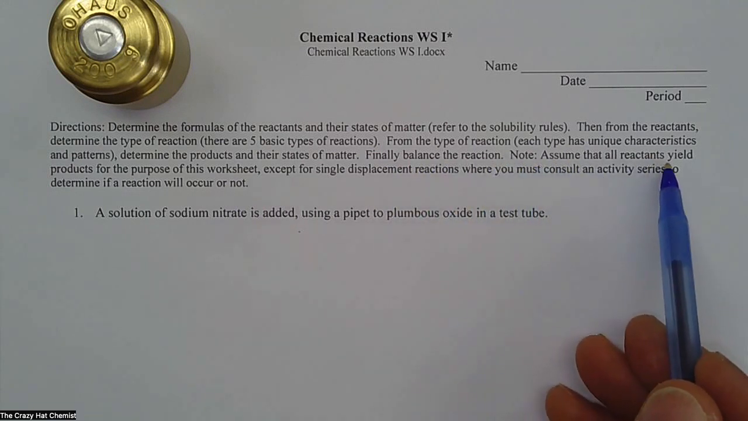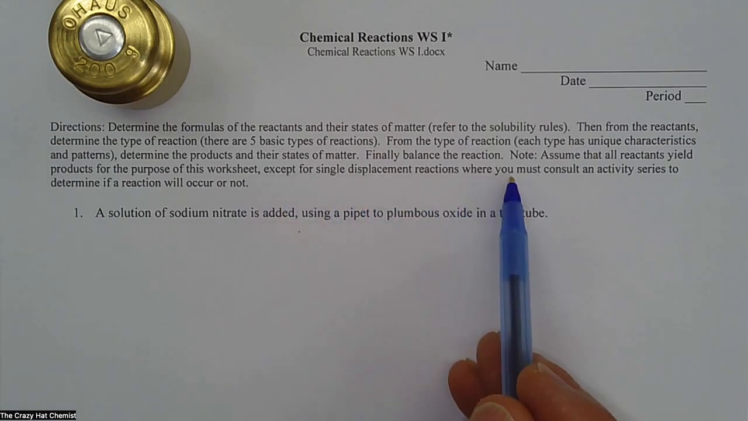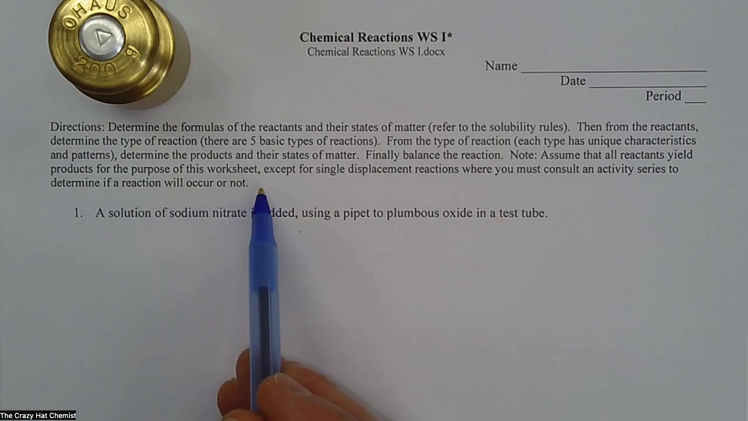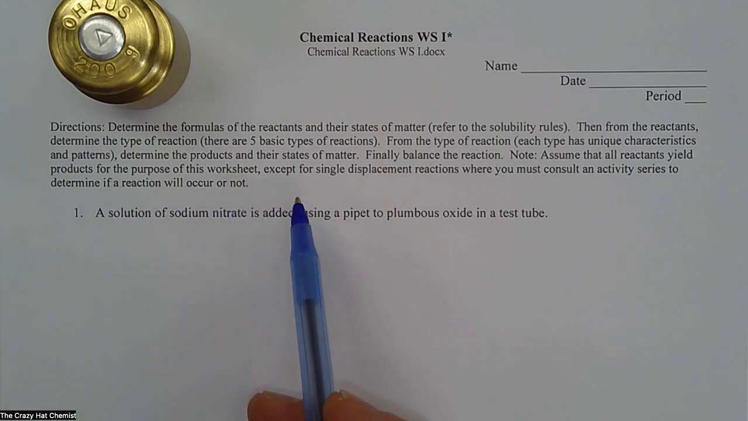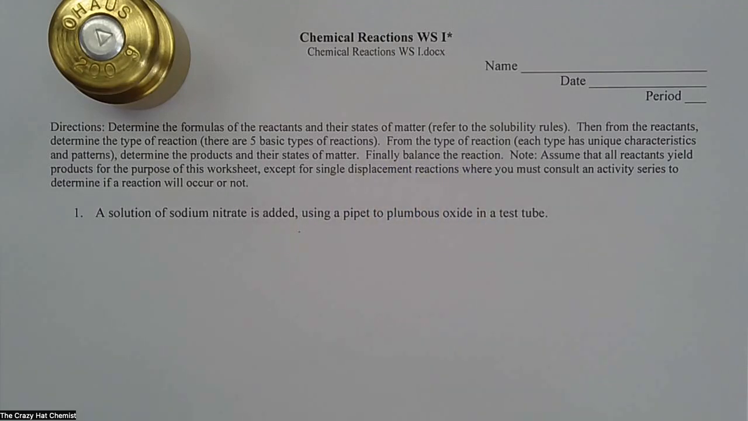Note: assume that all the reactants yield products for the purpose of this worksheet, except for single displacement reactions, where you must consult an activity series to determine if a reaction will occur or not. In addition to that, I'll make one other note on the balancing of the reaction. We're going to make the assumption, like most chemistry teachers, instructors, professors do, that we're going to have whole number stoichiometric coefficients for balancing of equations. So that's going to be really important here. We are not going to end with any fractional coefficients.